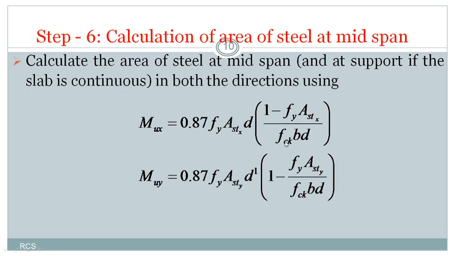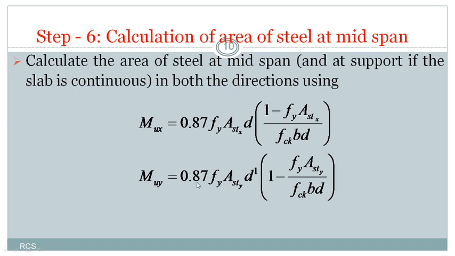If you substitute all those things in this equation, and this Mux we have already calculated in the step of calculation of bending moments with respect to the x direction, that value you have to substitute here. After substituting values and calculating, we will get a quadratic equation. If you solve that quadratic equation, we will get Astx. Similarly we can calculate Asty. Asty means the area of steel provided in the middle strip region along the y direction.